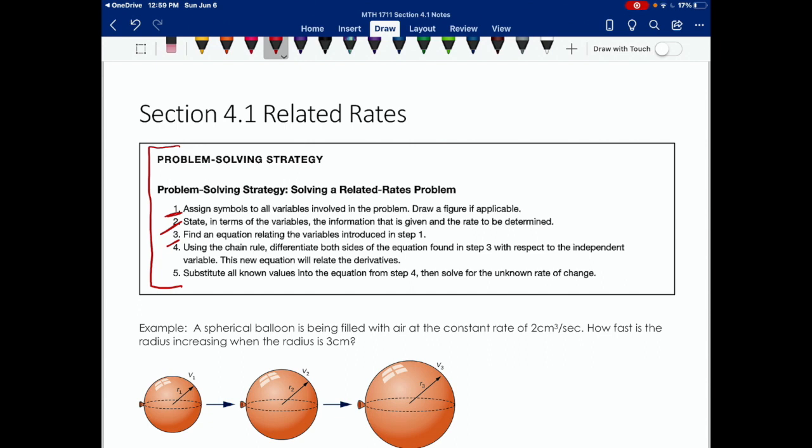In step 3, it says find an equation relating the variables introduced in step 1. So if you're talking about the volume of the sphere, which is what our first example is going to be, then you want to find the formula for the volume of a sphere. Step 4 is you're going to take the derivative of both sides. You're going to end up using the chain rule along with other methods that we've learned to take the derivative. And then the last step is you substitute all the known values into the equation that you have so that you can solve for the unknown.